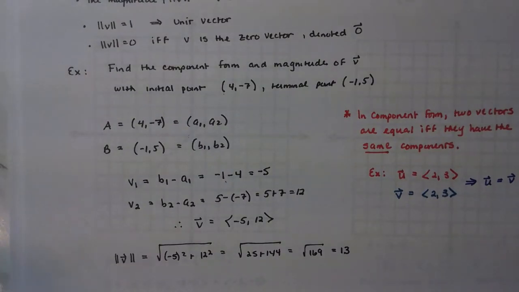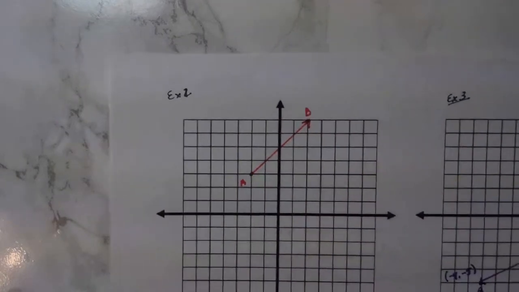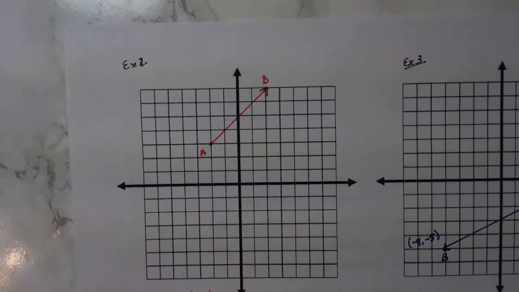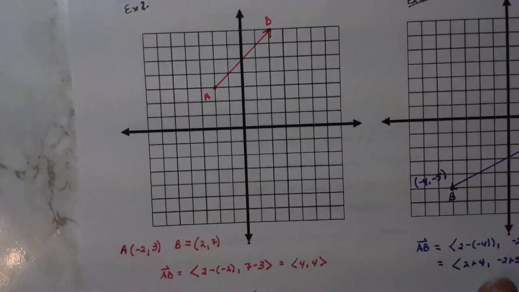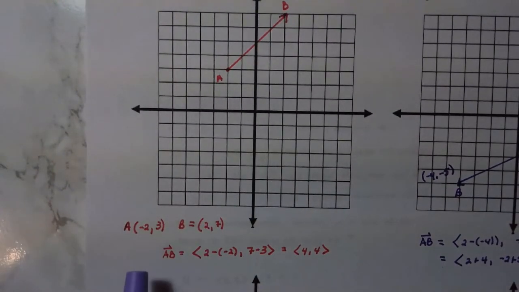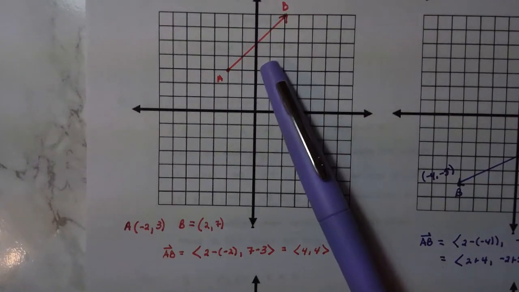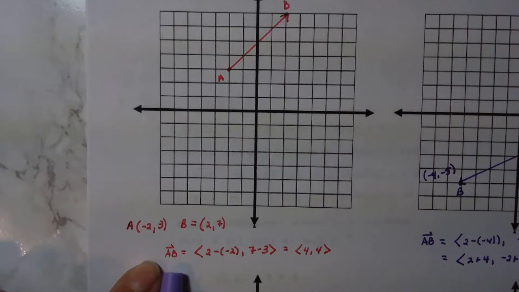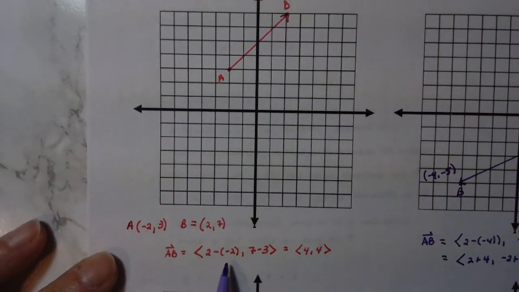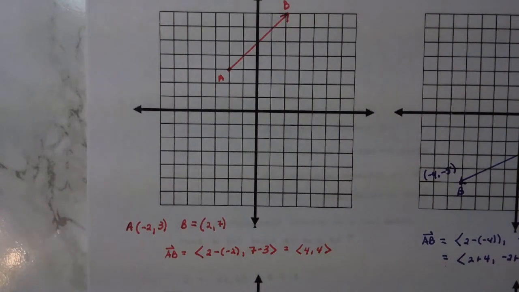Any questions on the component form of a vector? Good. Okay. So I just threw a few little examples up here. We have a vector here in the plane with initial point A, terminal point B, and the coordinates for those points are given here. So if I want to find the component form for vector AB, then it's just 2 minus a minus 2, comma 7 minus 3. And when I clean that up, I get 4, 4. So that would be the component form of the vector AB.